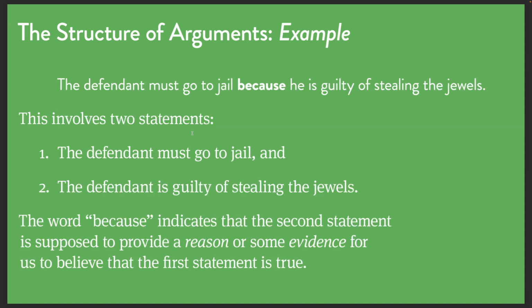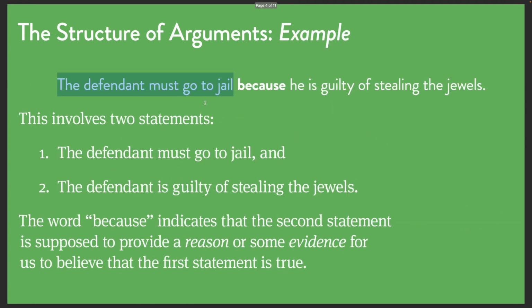This is just summarizing what I said. Here we have two statements: the defendant must go to jail, and the defendant is guilty of stealing the jewels. The word because indicates that the second statement, guilty of stealing the jewels, is providing a reason or some evidence for us to believe that the first statement, about the defendant going to jail, must be true as well. And that's how arguments work.